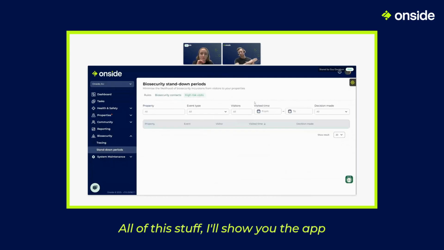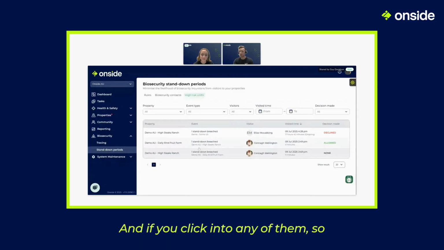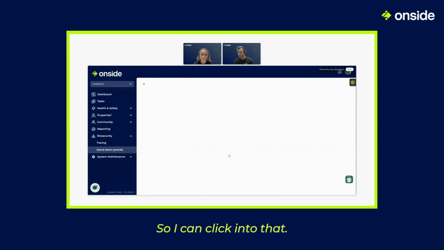All of the stuff, I'll show you the app in a second, but that all comes through into here, which is basically a report of all the high risk visits. And so you can see in here, there's been a bunch of high risk visits that have gone to our different properties. And if you click into any of them, so this one you can see was allowed, this one was declined, but this one hasn't got a setting yet. So I can click into that.